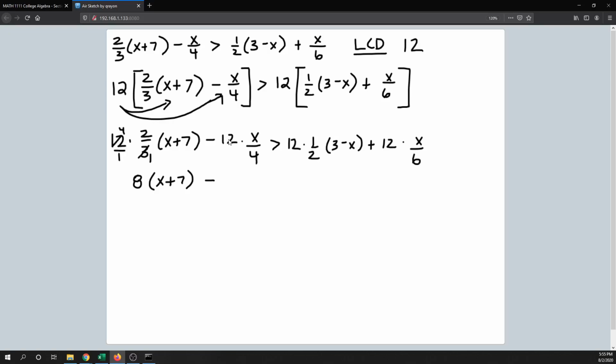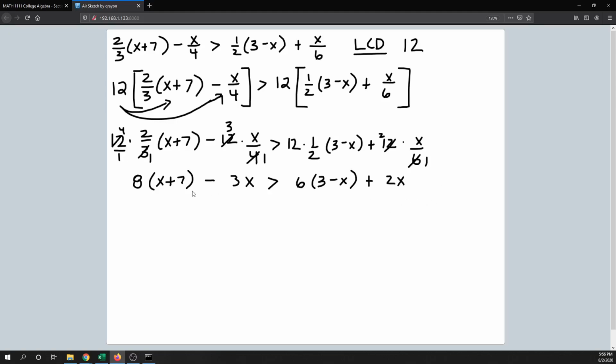All right, next up, I have this 12 times x over 4. Again, 4 goes into 12 evenly. 4 goes into itself 1 time, and it goes into 12 3 times. So that's going to be 3 times x. Here, 12 times a half would be 6. And for this term, 6 goes into itself 1 time and goes into 12 2 times. So I would wind up with 2x over here.